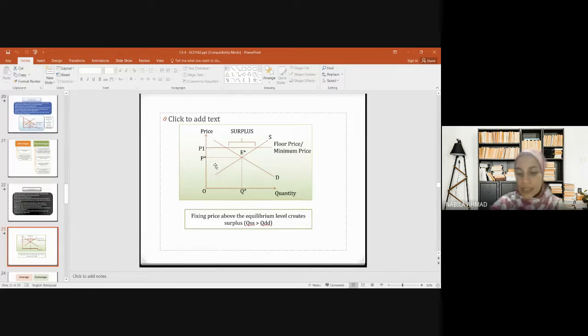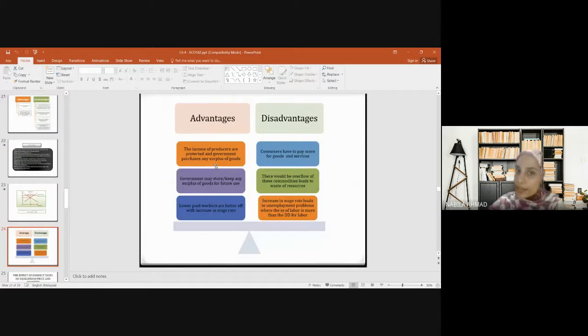Alright? Itu yang kita nak lihat apa kebaikan dan keburukan ya imposing price floor. Ya. So kebaikan kepada producer lah, sebab income producer protected, especially farmer. Okay? And then bila berlakunya surplus of barang ya, surplus of goods, government dia akan beli daripada producer dan dia akan simpan dan dia akan beri untuk future use lah, contohnya beri pada orang miskin ya, orang-orang yang memerlukan macam beras. Okay, and then lower paid worker are better off ya, sebab gaji dia meningkat sebabkan minimum wage tadi itulah.